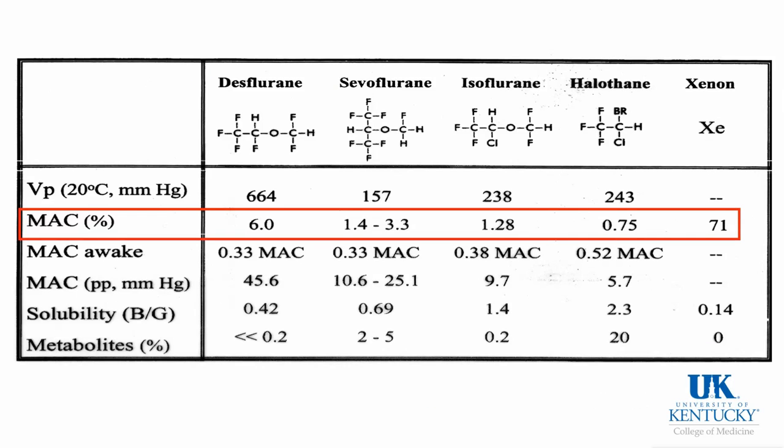And if we look at MAC lined up of desflurane, sevoflurane, isoflurane, halothane, and xenon here, you can see that the MAC of desflurane is about 6%. Sevoflurane depends upon age quite significantly and has a range. Isoflurane somewhere around about 1.2%, and halothane is the most potent, but it's of historic significance mainly. And so of the commonly used inhaled anesthetics, isoflurane is the most potent.